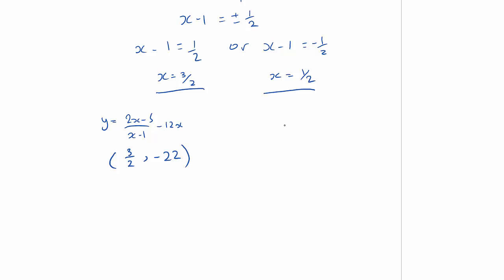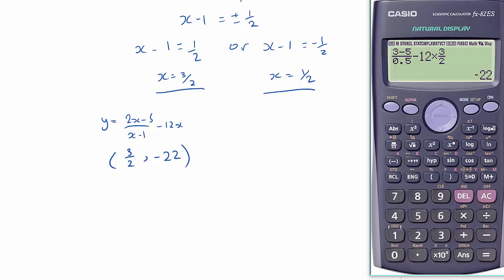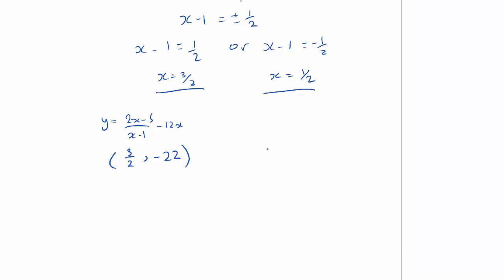And if x is equal to a half, we've got 2 times a half, which is 1. Take away 5 is negative 4. All over a half take away 1, which is negative 0.5. And that will be take away 6, won't it? 12 times a half. So that's 2. So we've got (a half, 2).